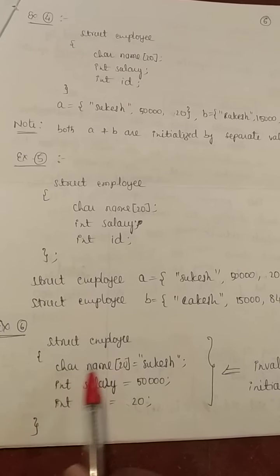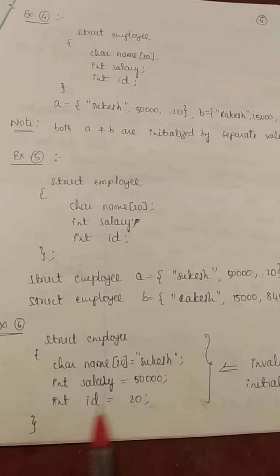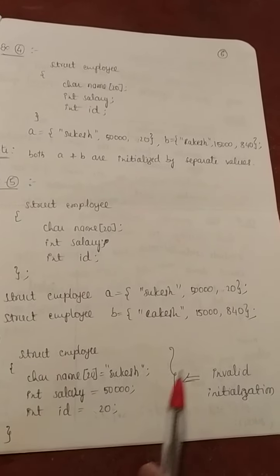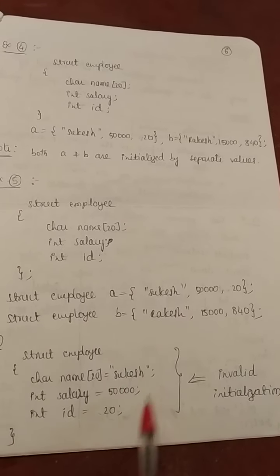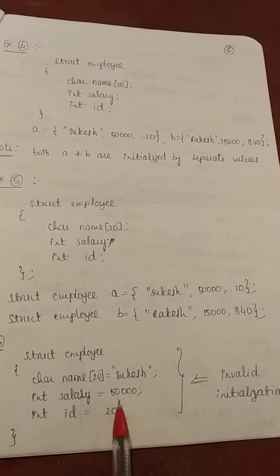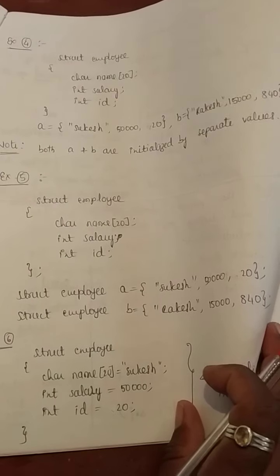See, struct employee, char name of 20 is equal to Sukesh, int salary is equal to 50, and int ID is equal to 20. So this is one invalid initialization example. Like this, you should not initialize the values in a structure. Direct initialization is not allowed. Okay, so these are some techniques of initialization.